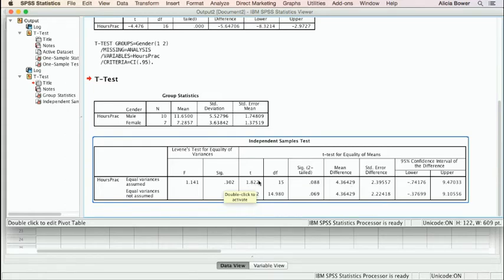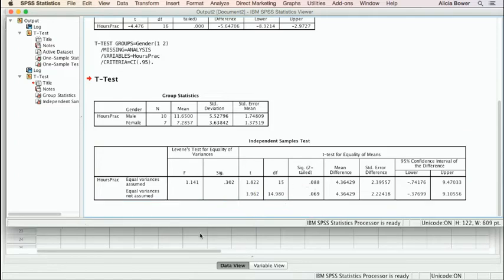So here's our t-value, here's our degrees of freedom, here's our significance value. And so this is where you'd want to see if this value is less than 0.05. And so here's our SPSS output.